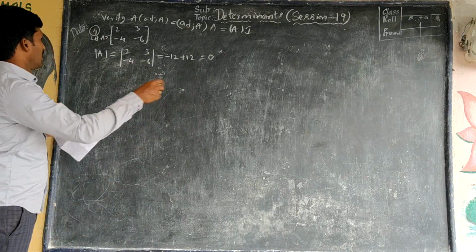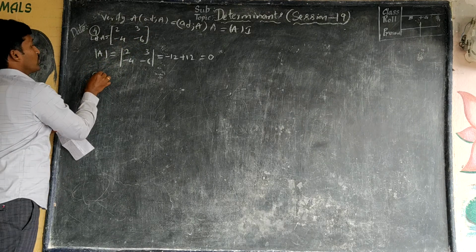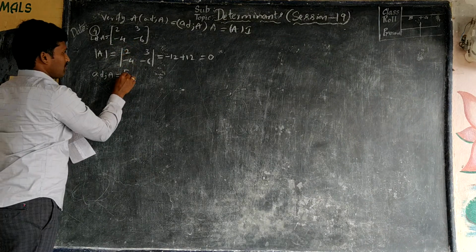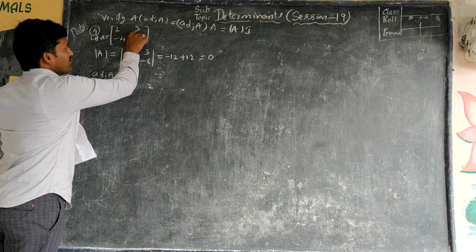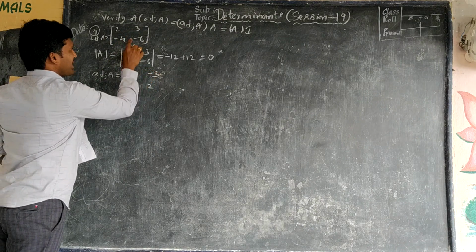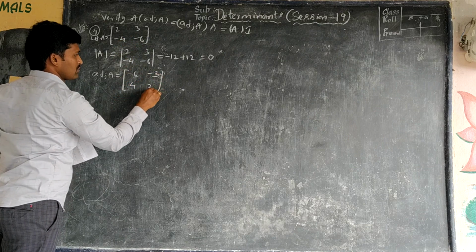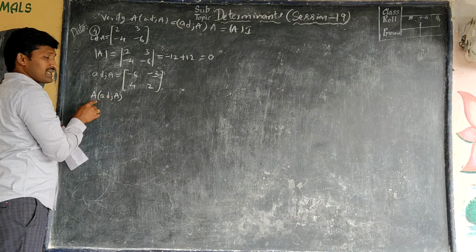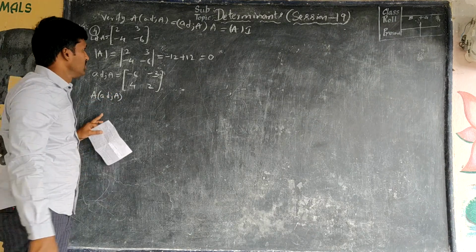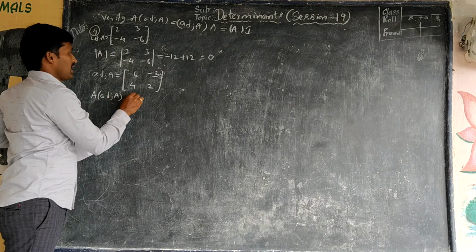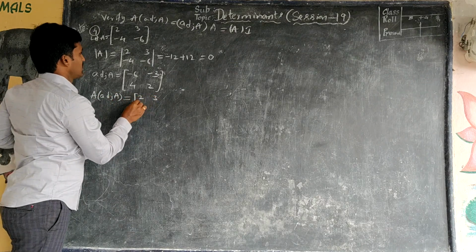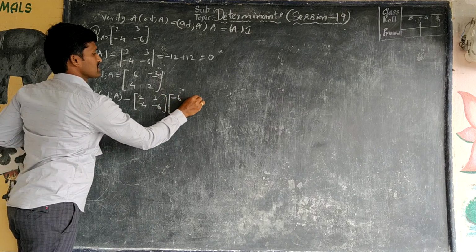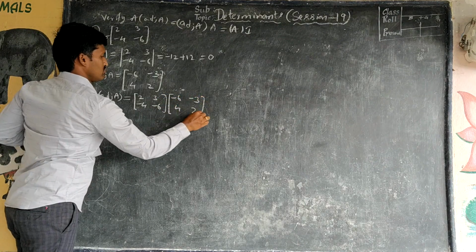Det A value is 0. Now, we need to find adjoint A. We know how to find adjoint A for a 2 by 2 matrix: interchange the diagonal elements and change the sign of the non-diagonal elements. Minus 3 and plus 1. Now, I am taking the statement A into adjoint A. A matrix is 2, 3, minus 4, minus 6, into adjoint A, which is minus 6, minus 3, 4, 2.